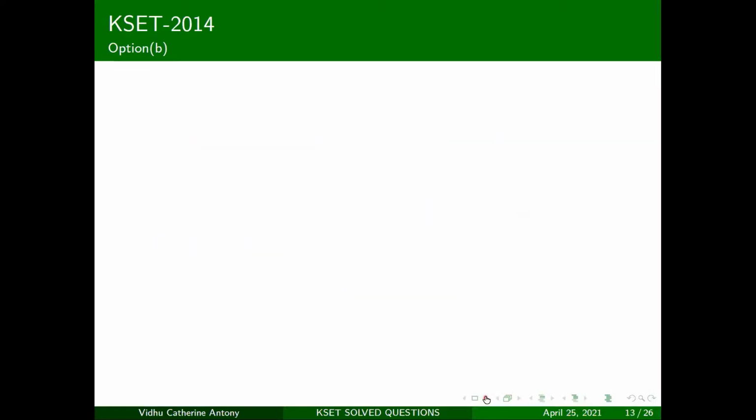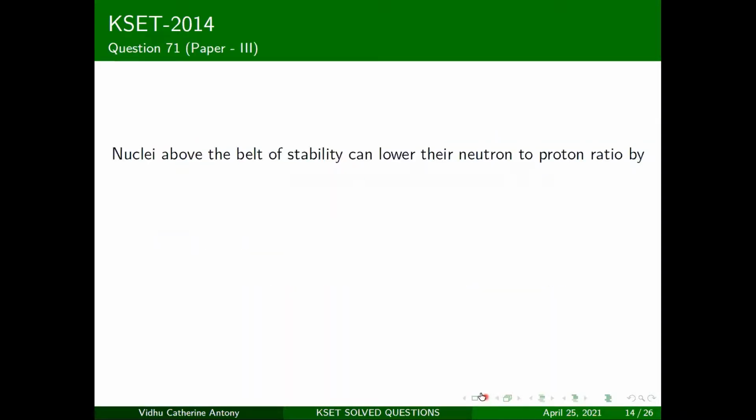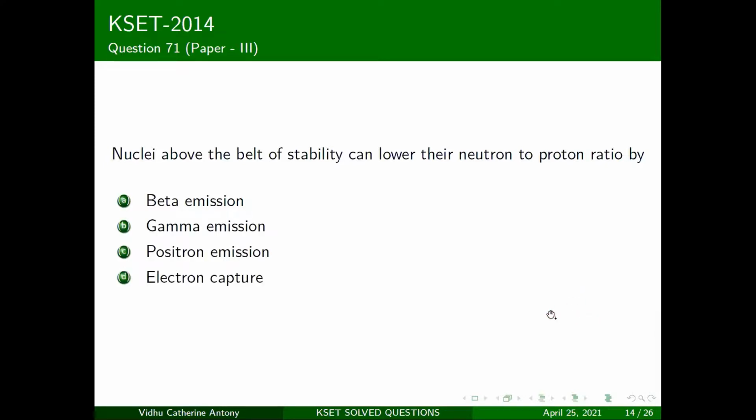Okay, so this is done. Now let's look at this question. Nuclei above the belt of stability can lower their neutron to proton ratio by beta emission, gamma emission, positron emission, electron capture. So how do we go about this?